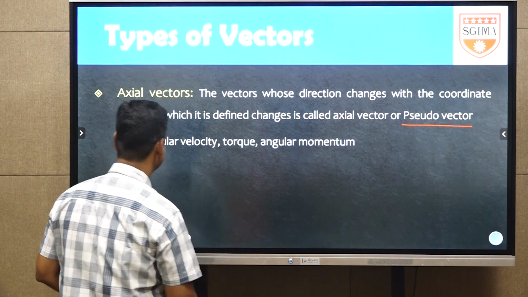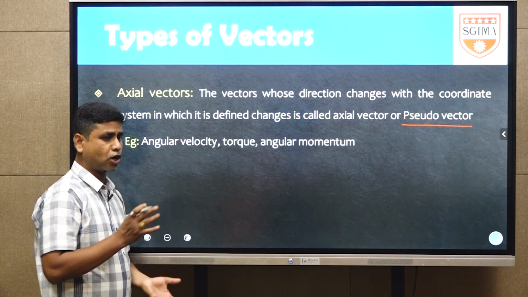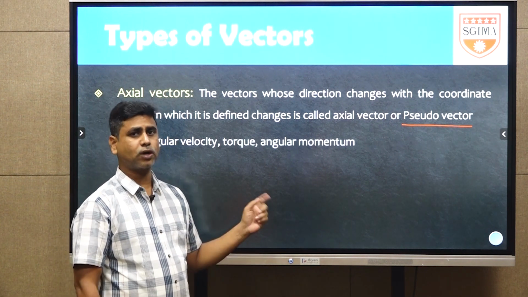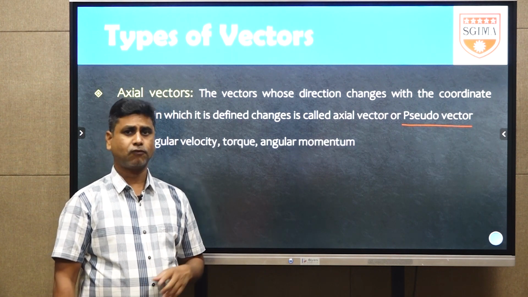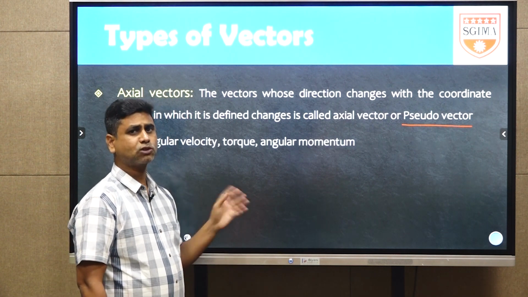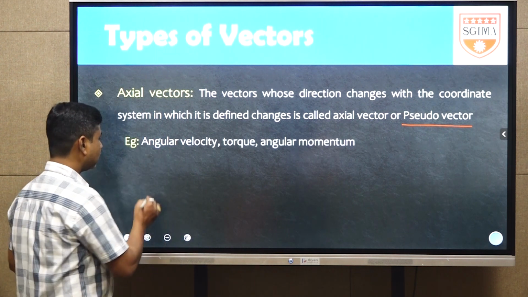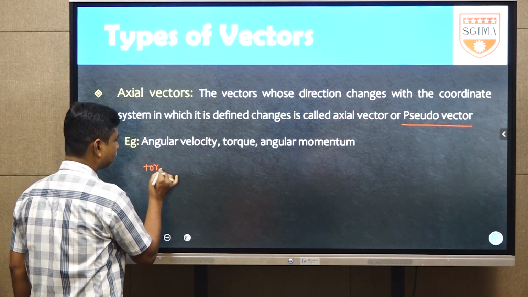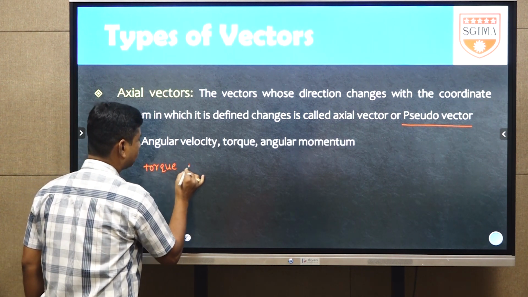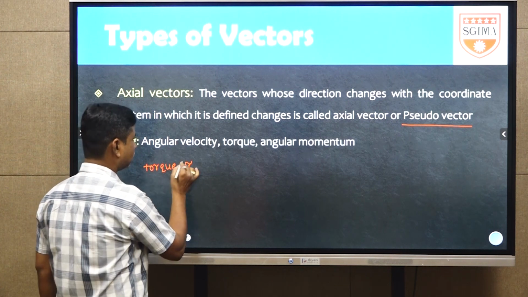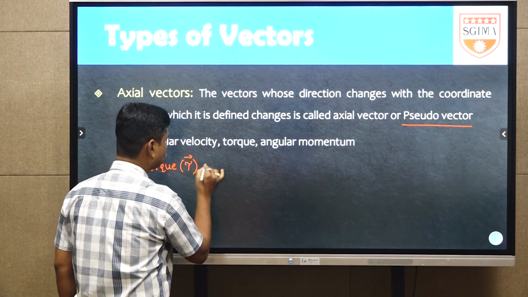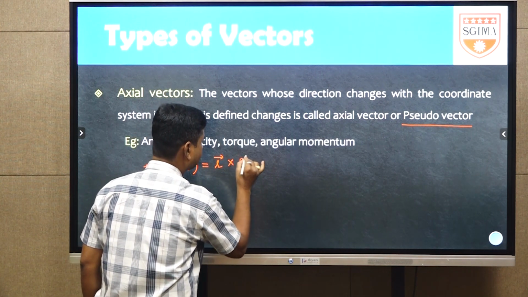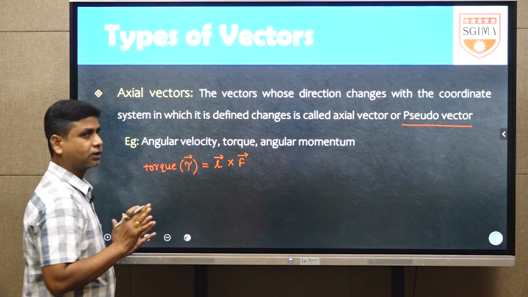I will write the torque equation directly, but I cannot give the total explanation of torque here, because these quantities come in rotational mechanics only. For that, more explanation is required. I am just trying to convey it to you. Torque is denoted with tau, tau bar equal to R bar cross F bar. That is the vector form of torque.